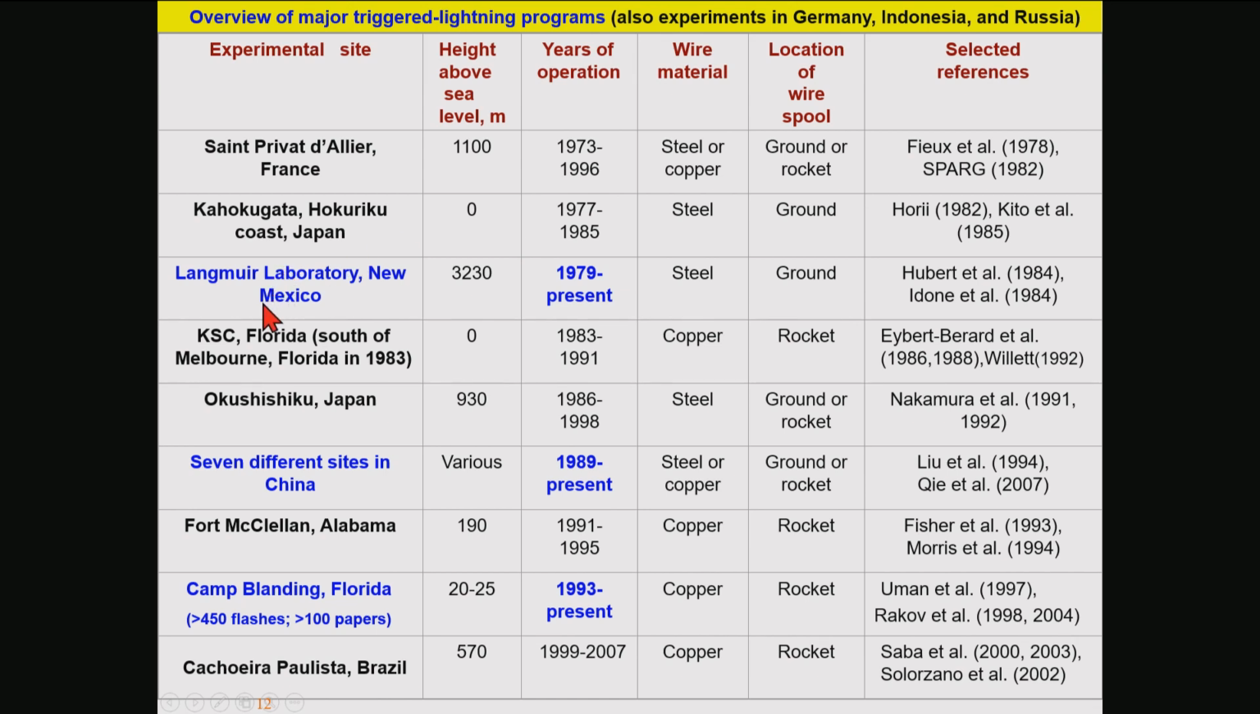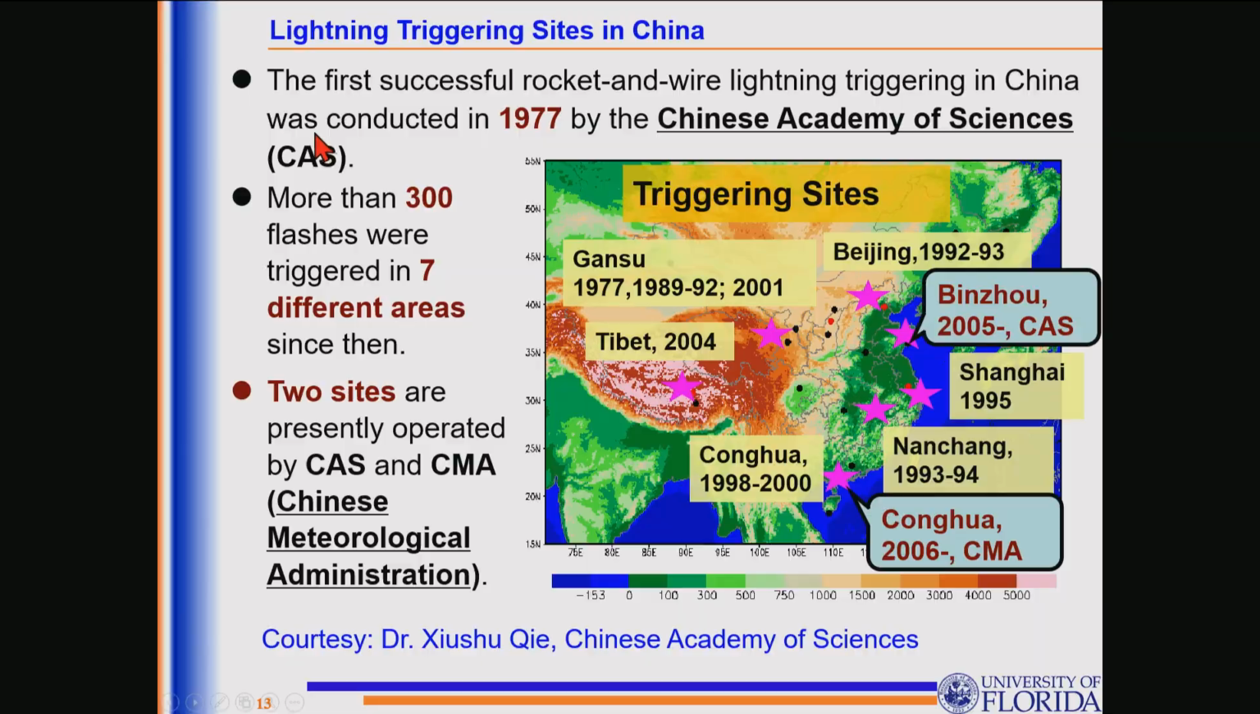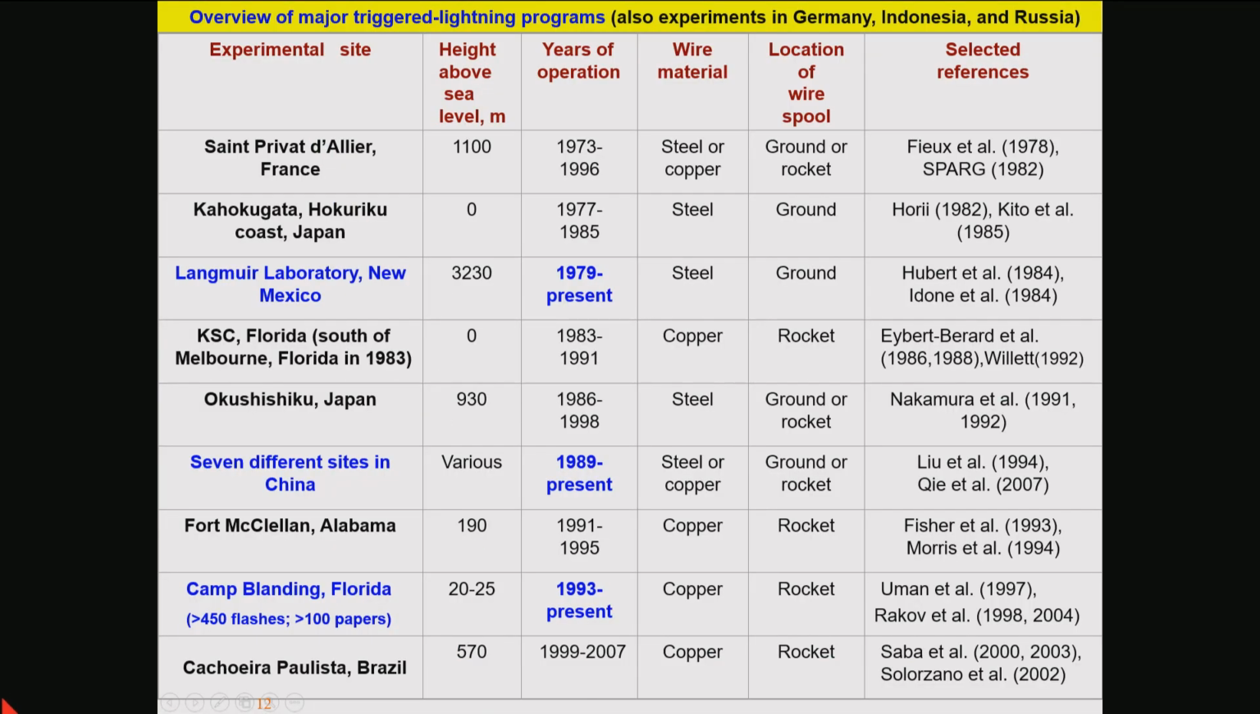As I said earlier, the first rocket-triggered lightning experiments were done over water. The French researchers perfected the triggering technique over land, and they also participated in triggered lightning campaigns in Florida and New Mexico and in Brazil.